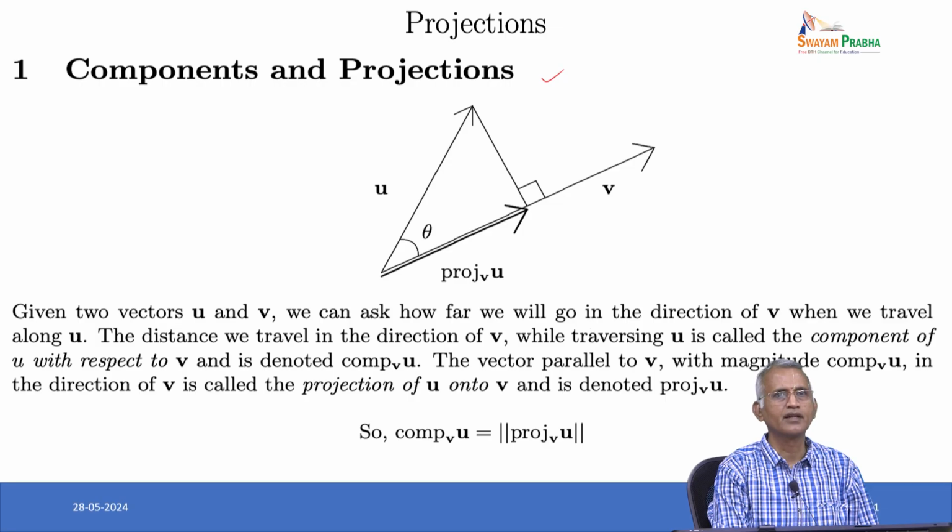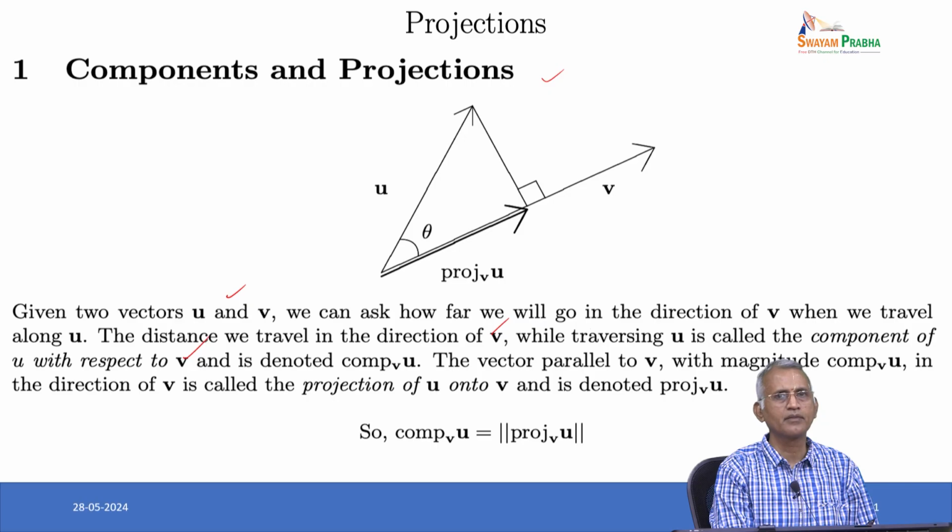Suppose you take vectors v and u like that, and one is projected on the other. This is called the projection of u over v. Given two vectors u and v, we can ask how far we will go in the direction of v when we travel along u. The distance traveled in the direction of v while traversing u is called the component of u with respect to v, and is denoted by component of u over v.